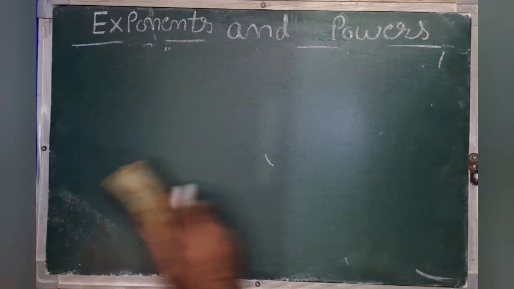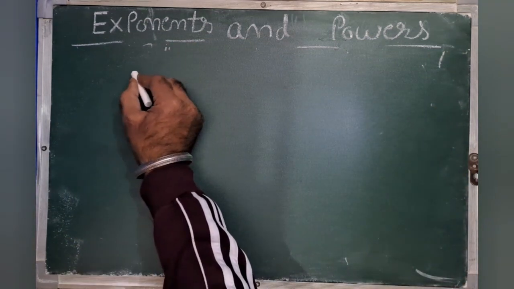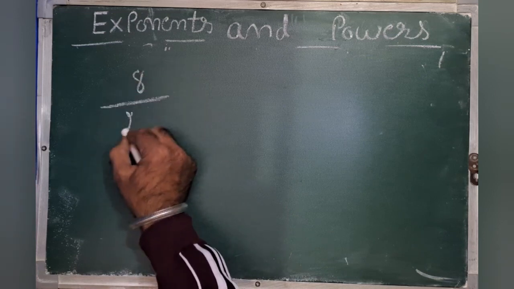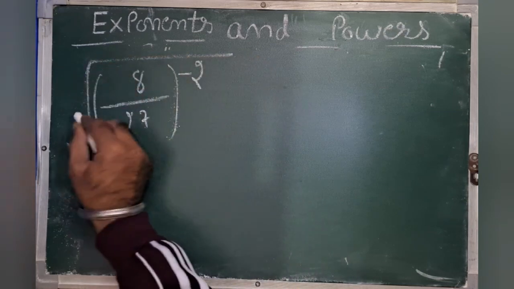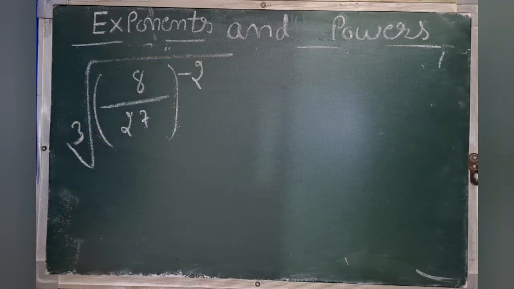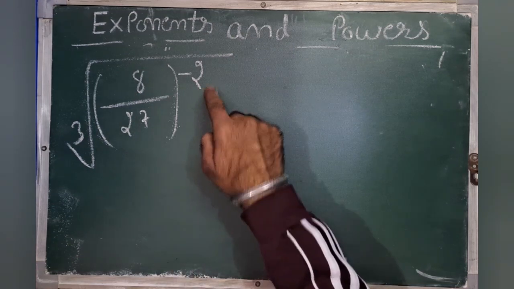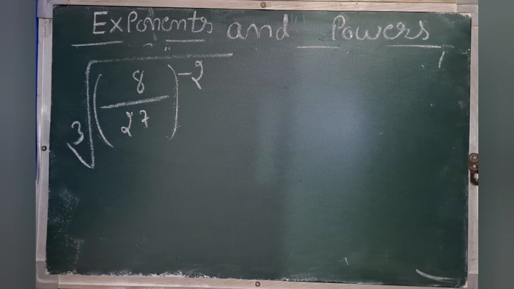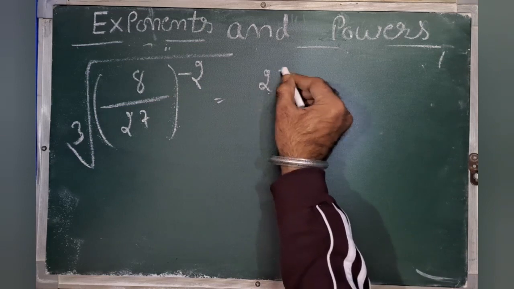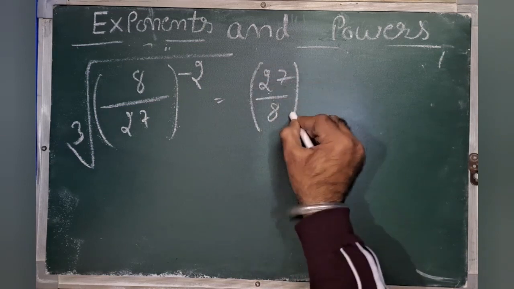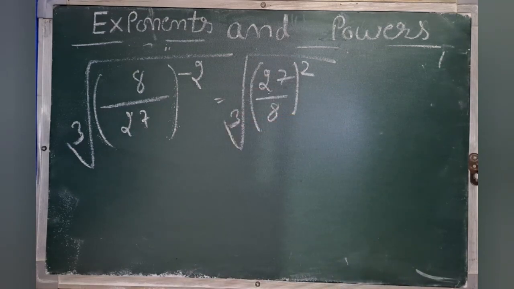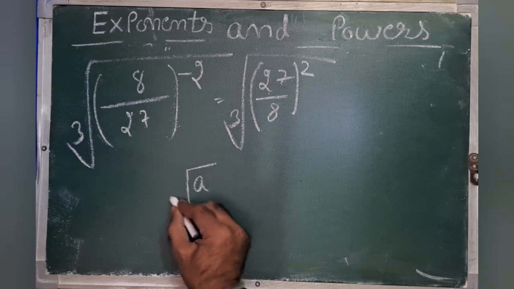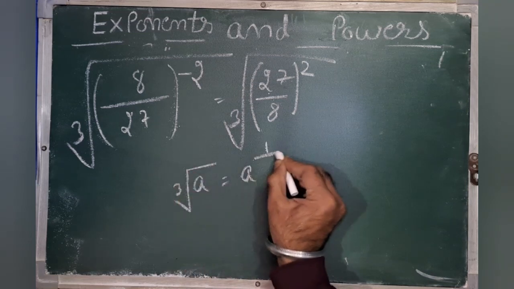One more example, like if I write (8/27) power minus 1 by 3, and this is cube root. How do we solve this? In this, the exponent is negative. So what is our first step? We take the reciprocal of the base. So 8 upon 27, we'll write 27 upon 8. So this will become positive. And here is the third root, that means cube root. I already explained, we can write this as 1 by 3.